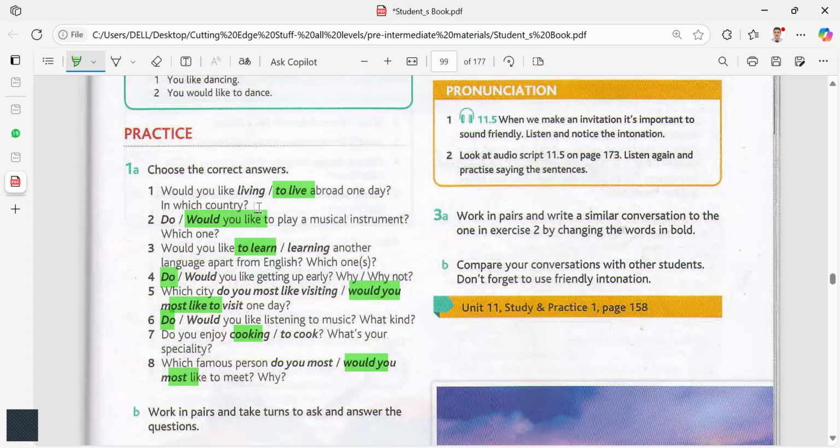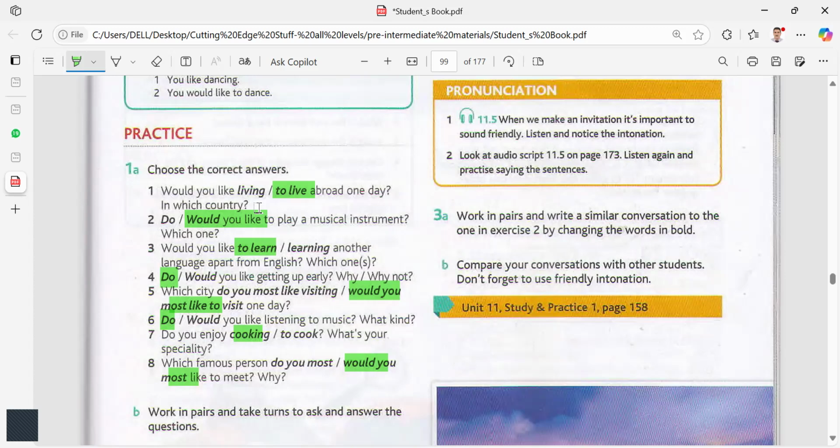By the way, Jude, I'll give you the same questions for speaking, right? Would you like to play a musical instrument? Which one? No, I don't. No, I wouldn't. You can say, I can't play any musical instruments.